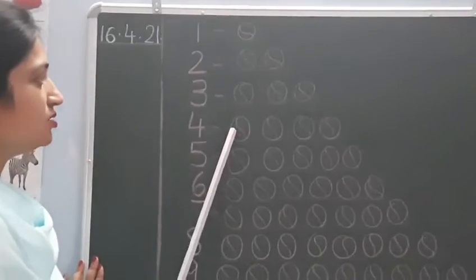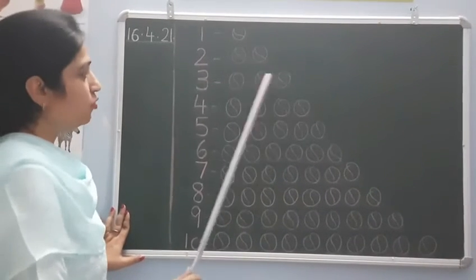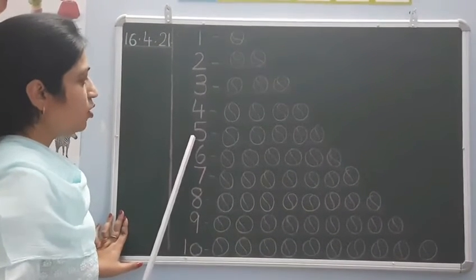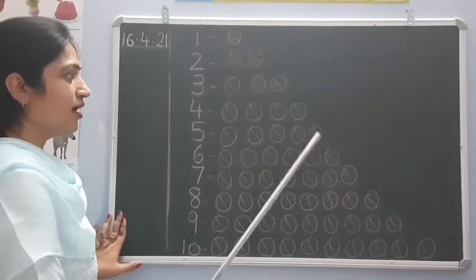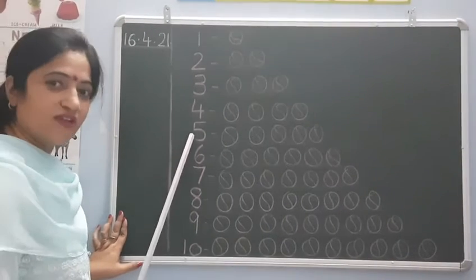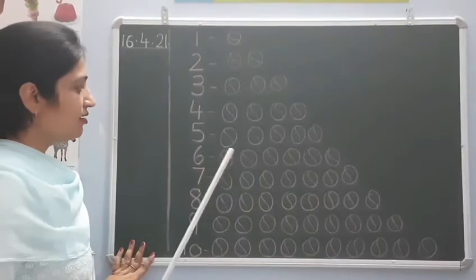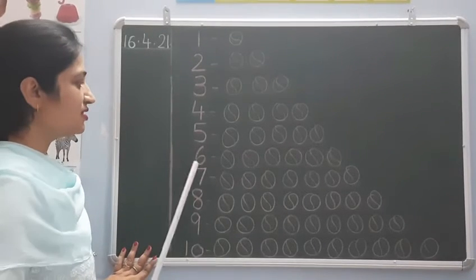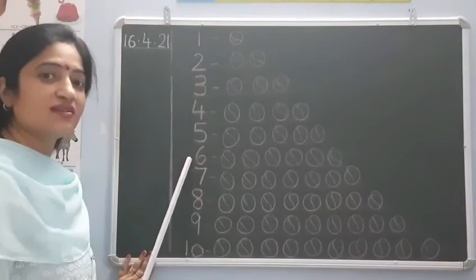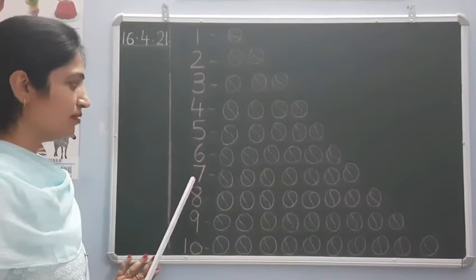Let's count the balls. 1, 2, 3, 4. How many balls? 4 balls. So 4 means this. After 4 comes 5. 1, 2, 3, 4, 5. How many balls? 5 balls. After 5, the next number is 6. 1, 2, 3, 4, 5, 6. 6 means this. How many balls? 6 balls. After 6, the next number is number 7.